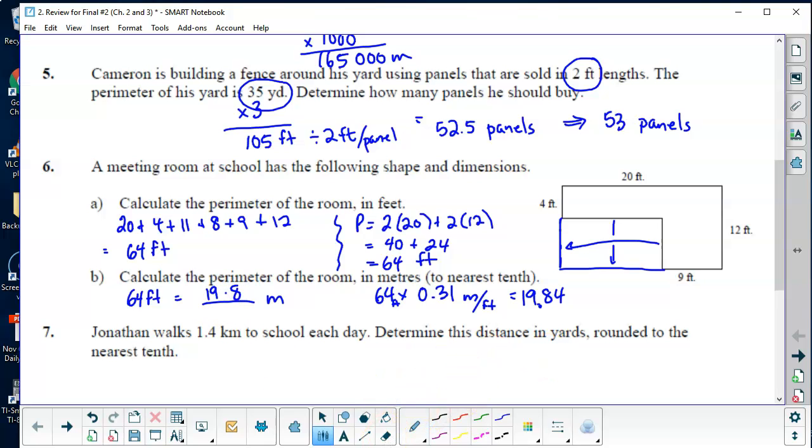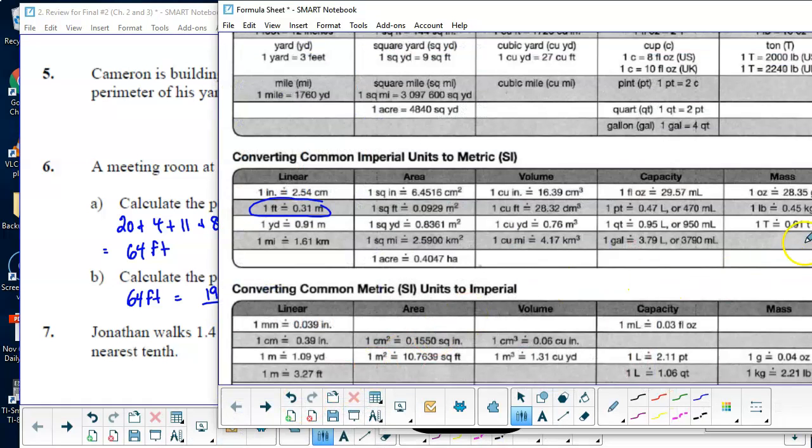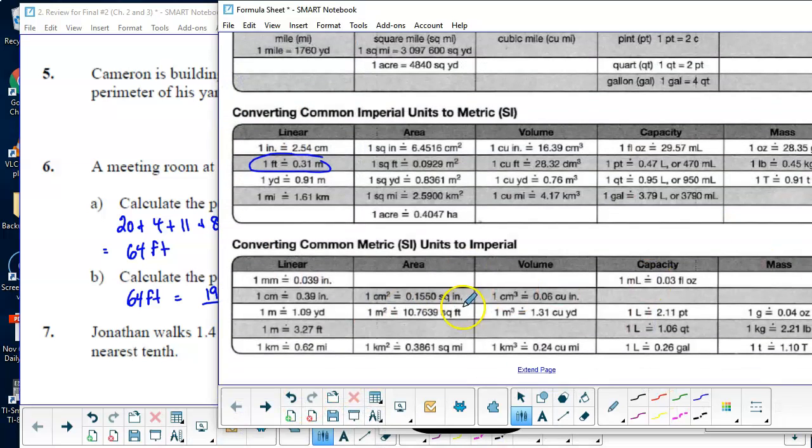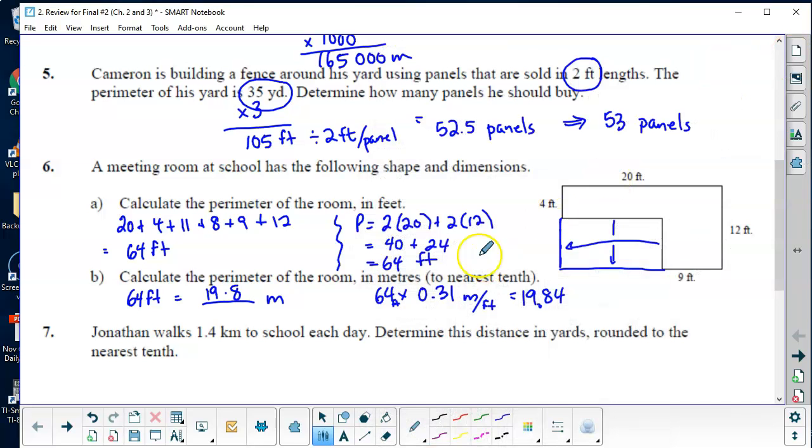Now, you could also alternatively go metric to imperial, 3.27. That's 1 meter equals that. Then you would have to divide 64 by 3.27. If we did that, you'll get close. It won't be exactly the same. You'll get 19.6. On a test, we would accept either one.